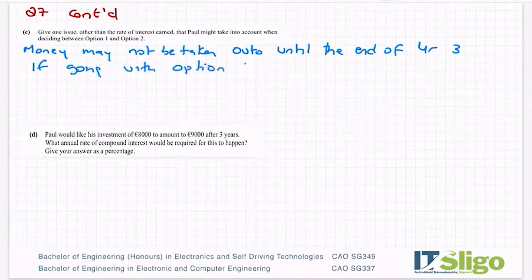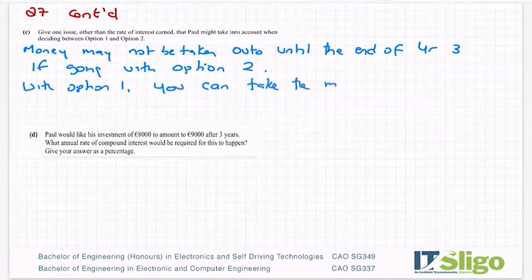Okay, and keep writing because you'll then hit off whatever they're looking for. With option 1, you can take the money out at any stage.